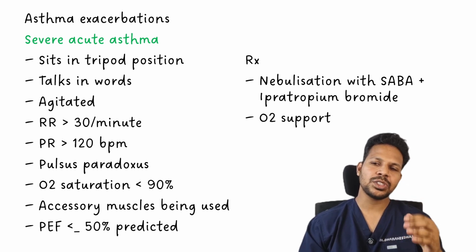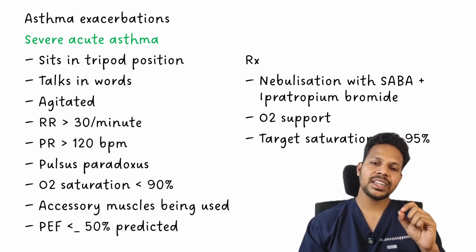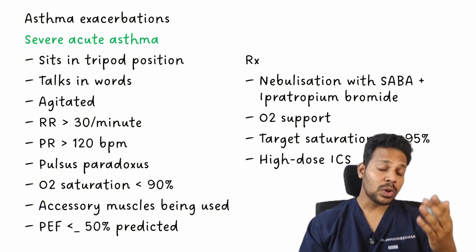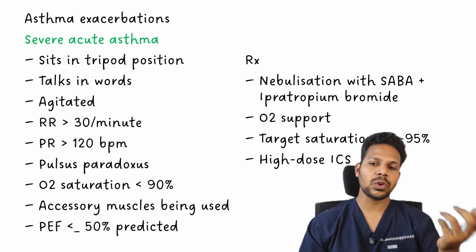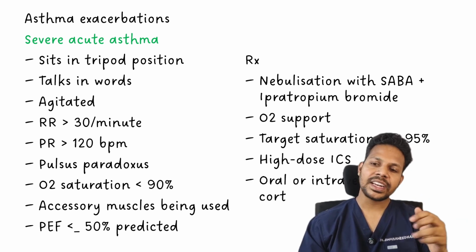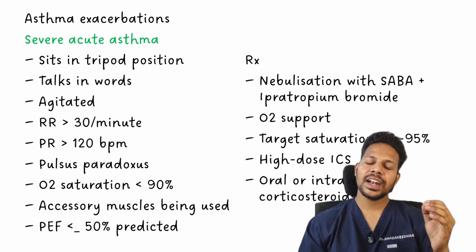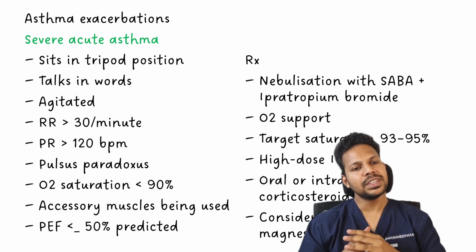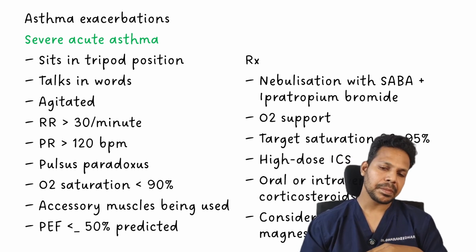Try to target a saturation of 93 to 95%, and if required, you can give a high dose inhaled corticosteroid. You can also give intravenous corticosteroids here, like hydrocortisone. So oral or intravenous corticosteroids can also be given. And lastly, intravenous magnesium can also be considered in the management of severe acute asthma.